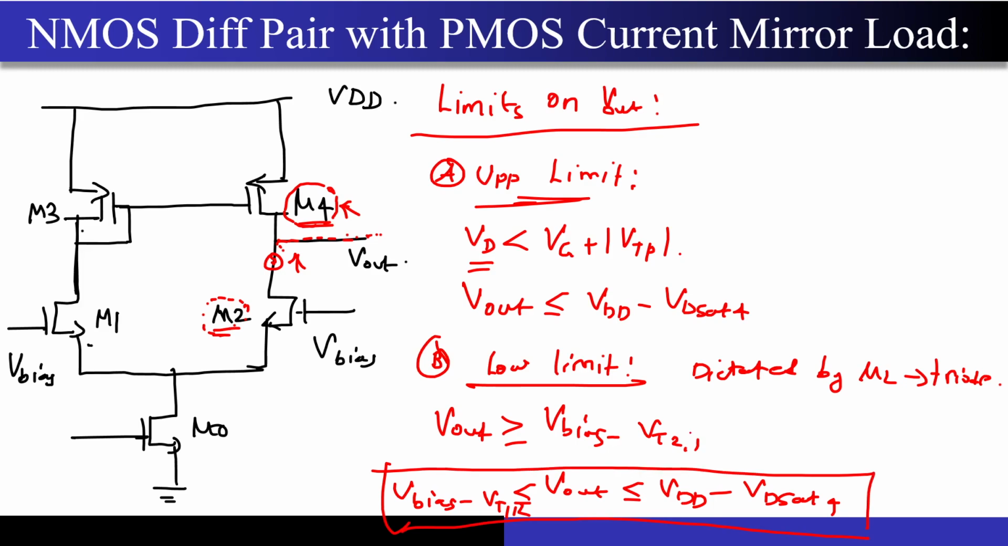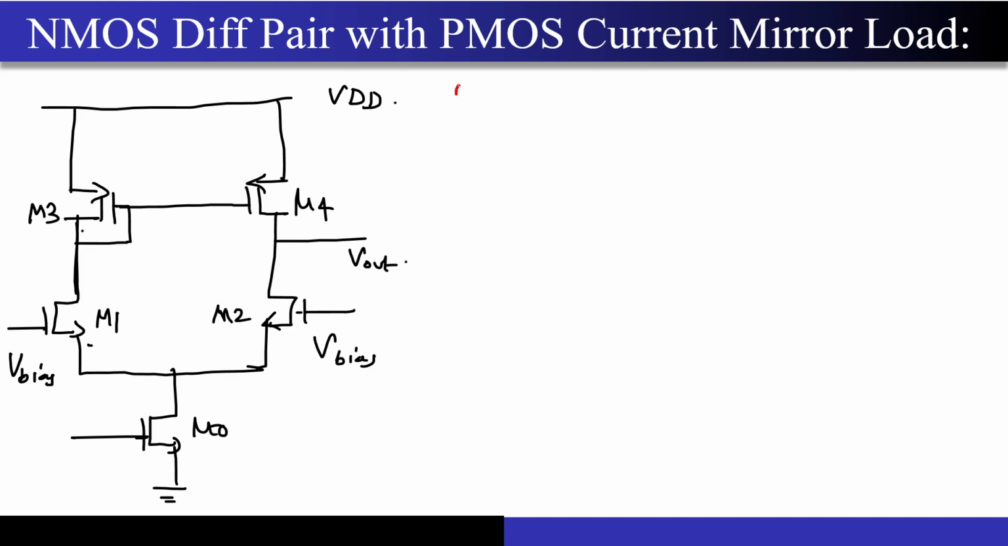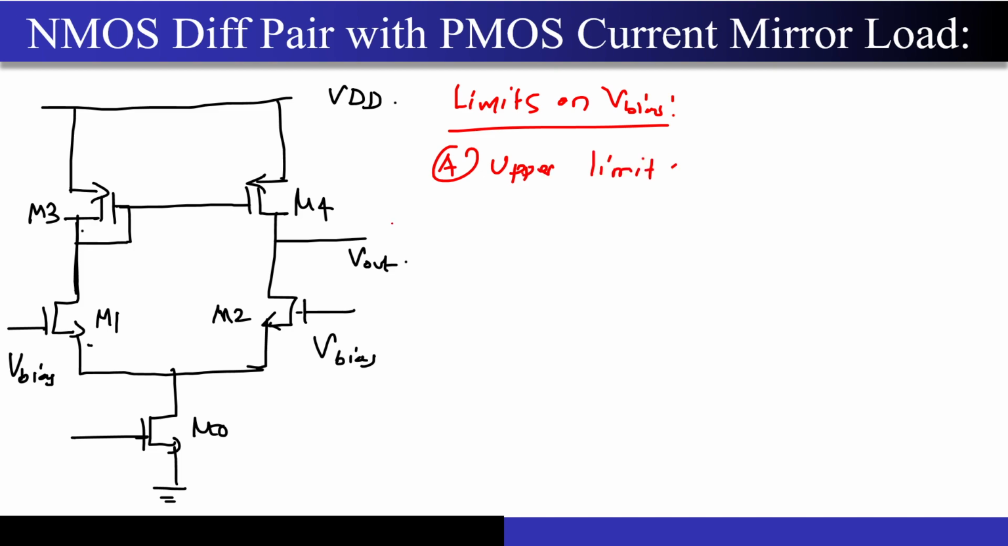Now coming to the limits on V bias. Now just think about it. What will happen if I keep on ramping the V bias? So let me look at the upper limit first. If I keep on ramping the V bias higher and higher, now what is going to happen? You know that from analysis, correct?